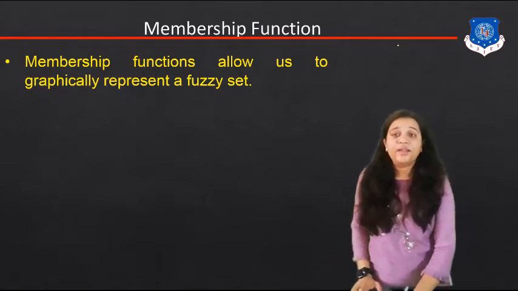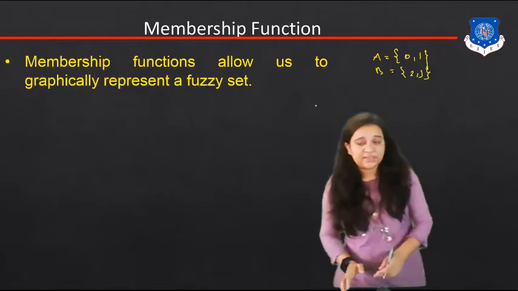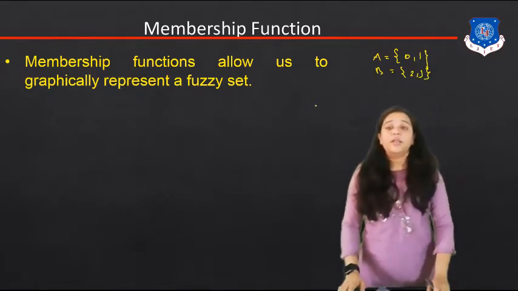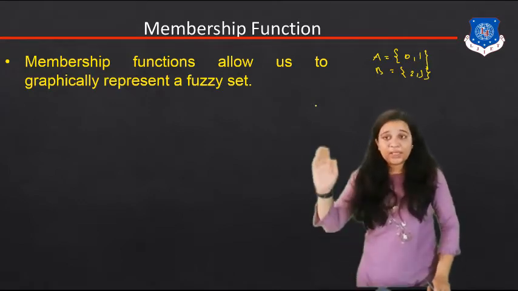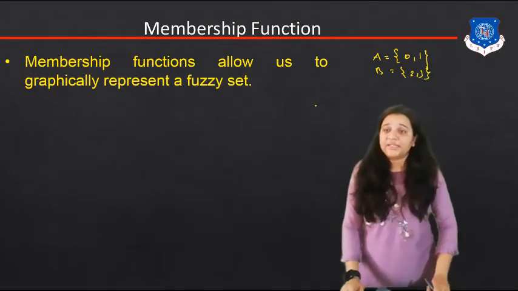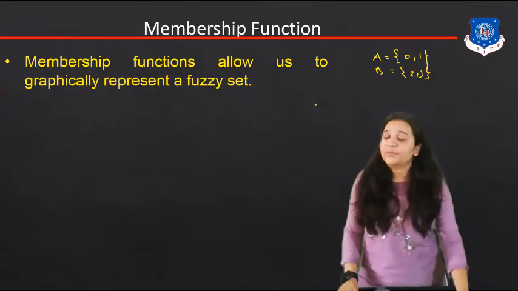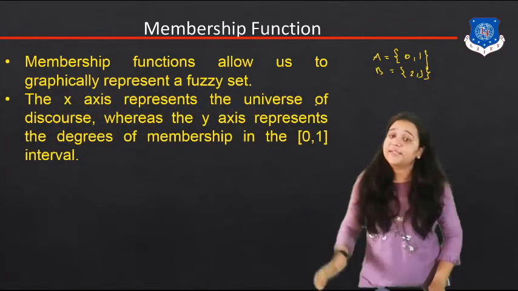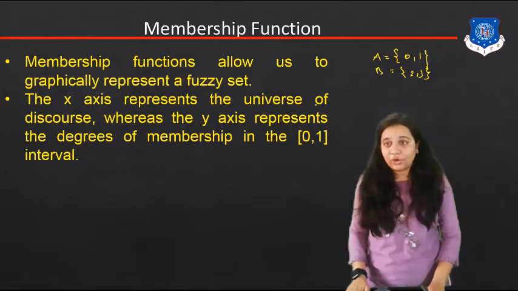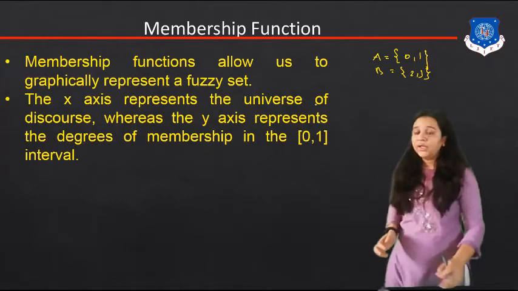Up to now we have defined the fuzzy set in equation form. Suppose set A is given as 0, 1, set B is given in the form of 2, 3, and then we have to find the fuzzy set for the union operation or the intersection operation. But using the membership function, we get a graphical representation of the fuzzy set, so we can easily identify the output of this particular system. The x-axis represents the universe of discourse, whereas the y-axis represents the degree of membership in the 0-1 interval.